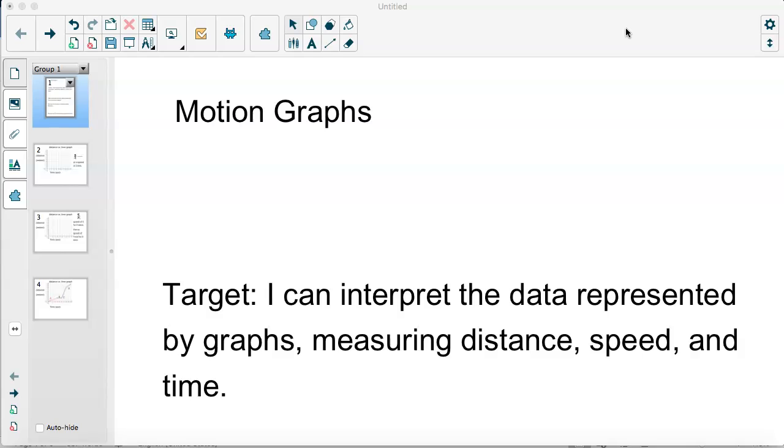Today we're going to be talking about motion graphs. Specifically, our target is to be able to interpret data represented by graphs that measure distance, speed, and time.